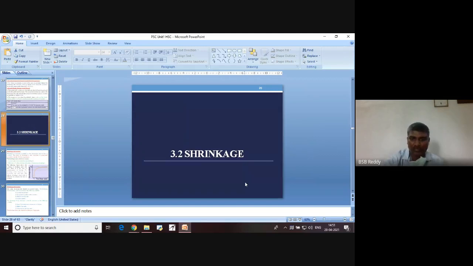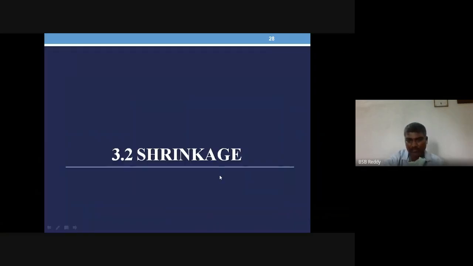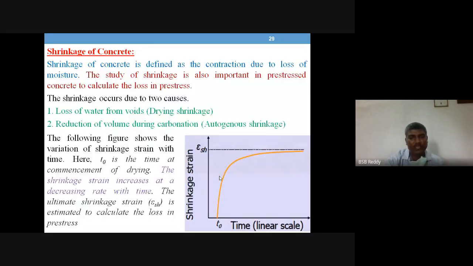Now we are talking about the shrinkage property of pre-stressed concrete. Okay, so what does shrinkage of concrete mean? You might have come across it in RCC, reinforced concrete. What does shrinkage of concrete mean? Shrinkage means contraction due to loss of moisture. So this is what is called shrinkage.